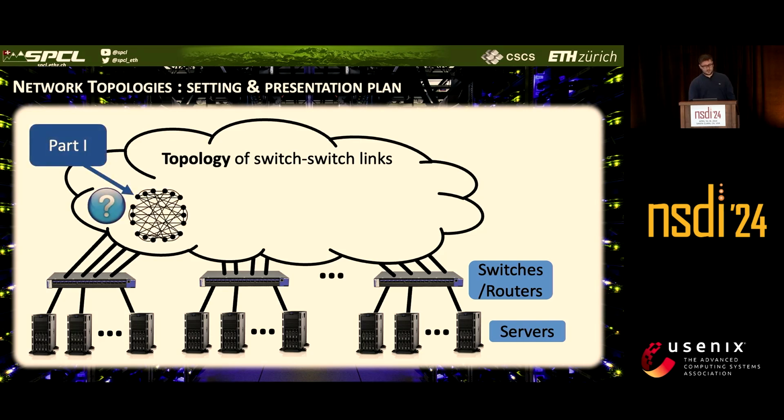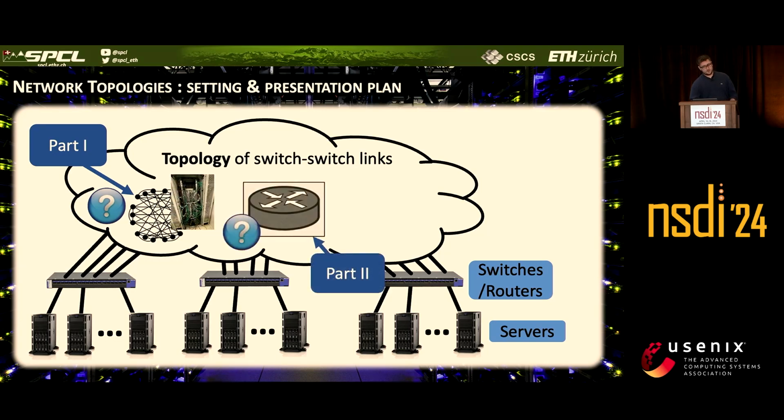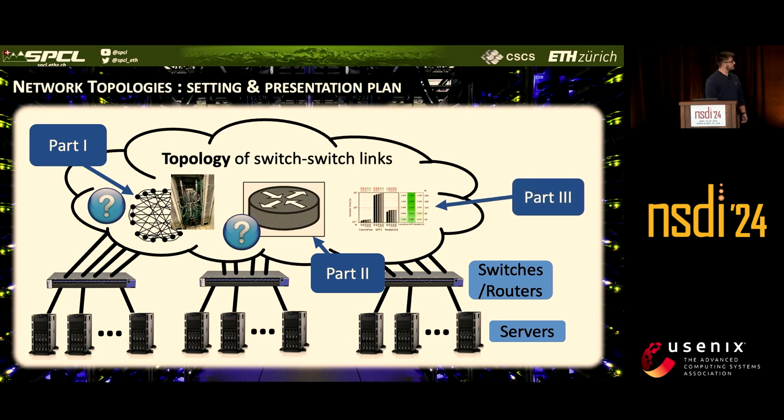So in the first part, I'm going to talk about what SlimFly is, very, very briefly, to not waste time, and then show how we actually deployed this in practice for the first time at scale. Then at the second part, I'll be talking about routing and how routing changes a little bit in this context of low diameter topologies. And then in the third part, I will show you cool looking plots with some of the data that we collected.